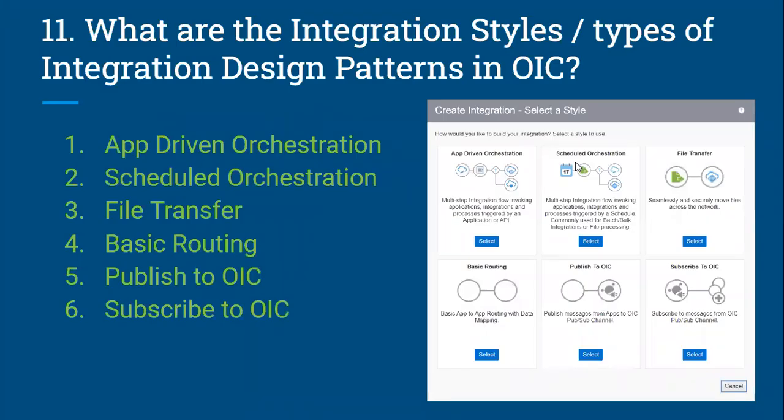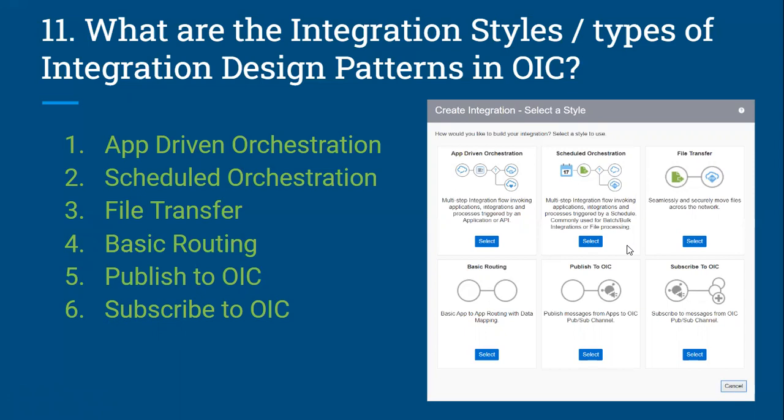So 11th question. What are the integration styles or types of integration design patterns in OIC? Someone says integration styles and some people say design patterns. Okay, so we have 6 design patterns in OIC: app-driven orchestration, scheduled orchestration, file transfer, basic routing, publish to OIC, and subscribe to OIC.